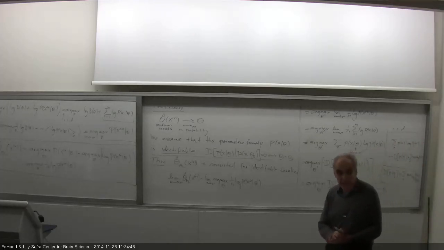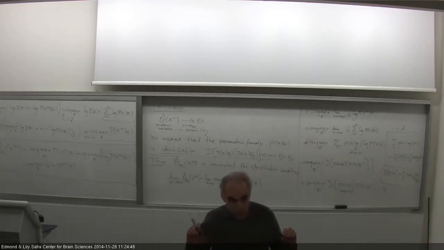So this minimum DKL will be 0. The minimum will appear only when theta equals theta, and here I'm using the fact that it's an identifiable family. Okay, it looks like magic, but it's very simple.